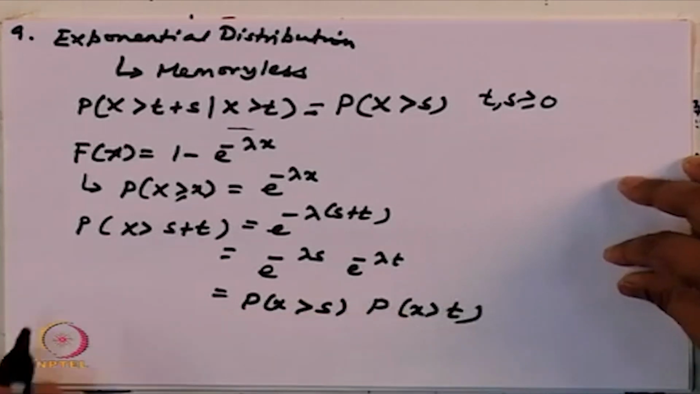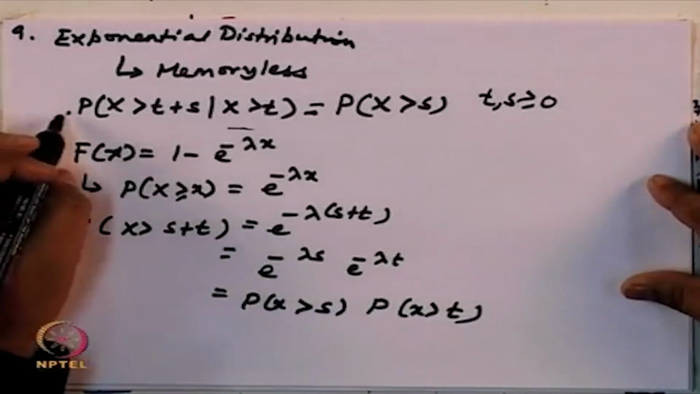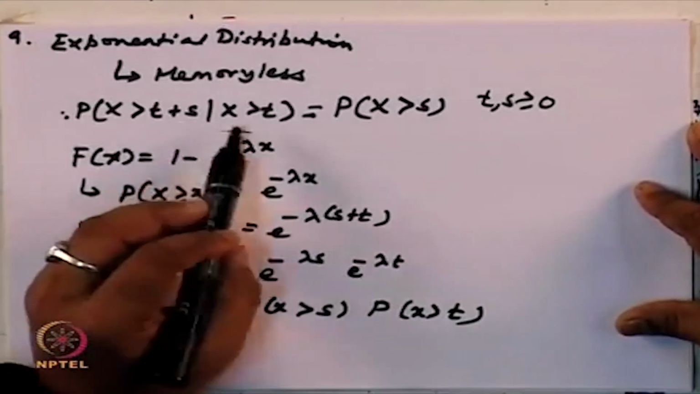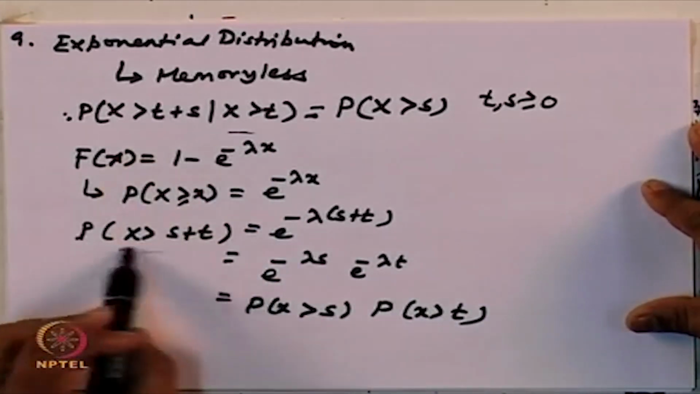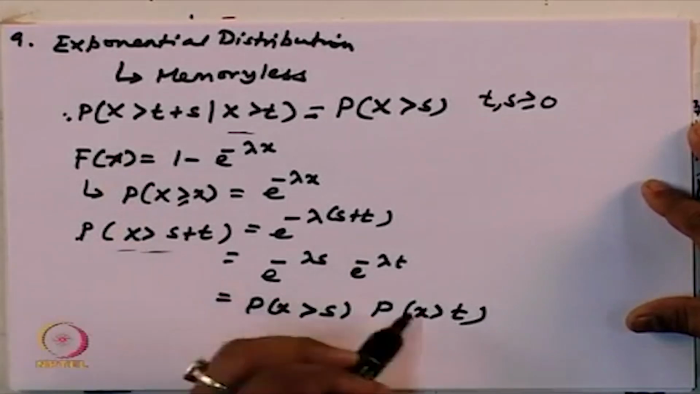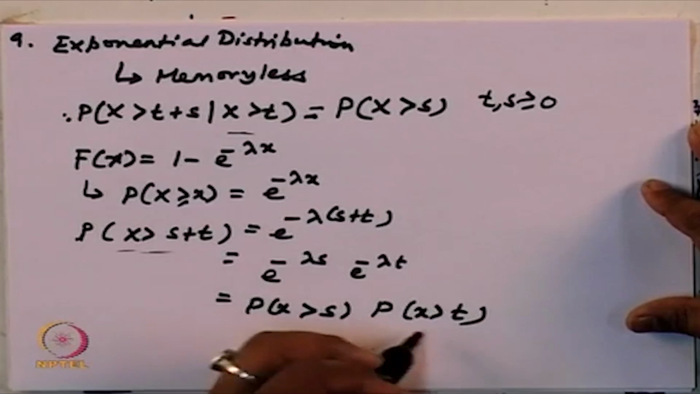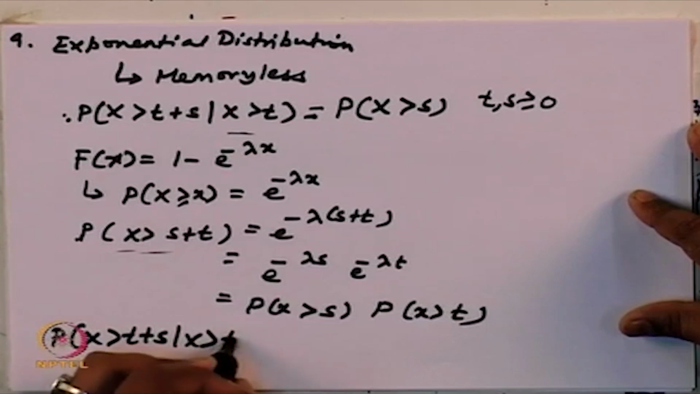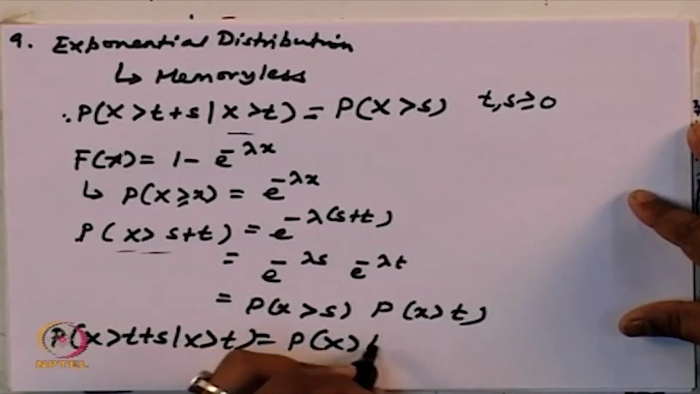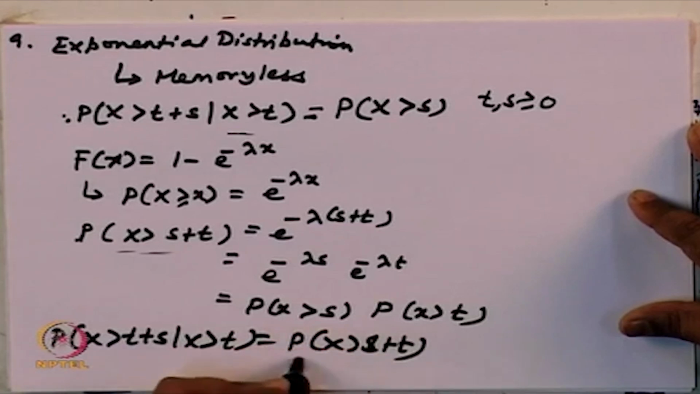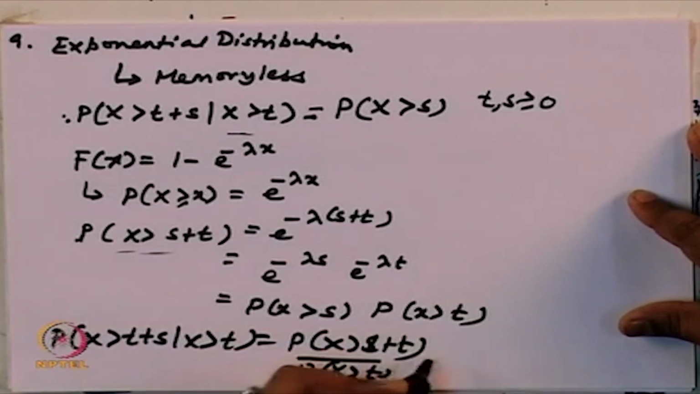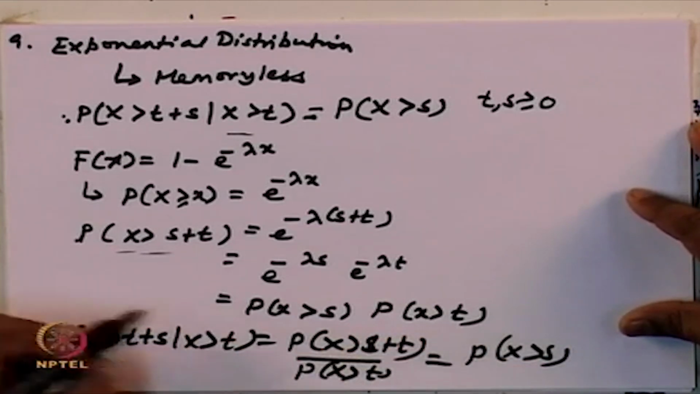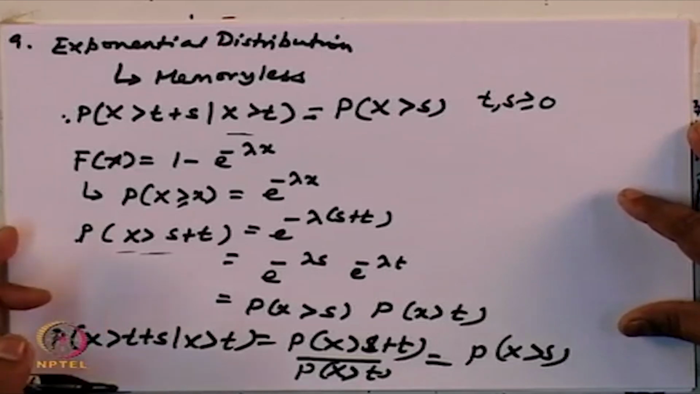Now, if this is so, then from this I can write down that the probability of X greater than s plus t given X greater than t is simply the probability of X greater than s plus t divided by the probability of X greater than t, and this gives me the value, the probability of X greater than s. So, this proves the memoryless property of this particular distribution.